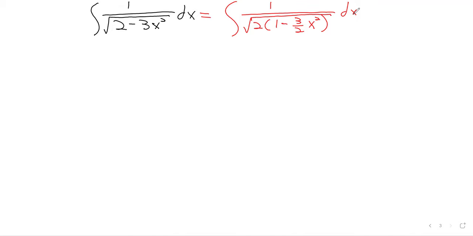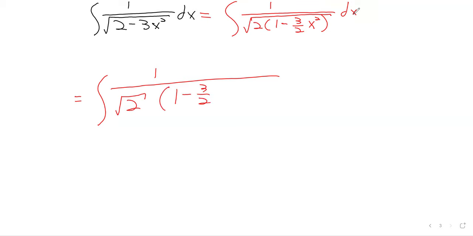And now the square root of a product is the product of the square roots. So we can break this up as the square root of 2 times the square root of 1 minus 3 halves x squared. And that square root is a constant, and in multiplication, it pulls right out. Just be a little careful. It's in the denominator. It's going to pull out as 1 over the square root of 2.